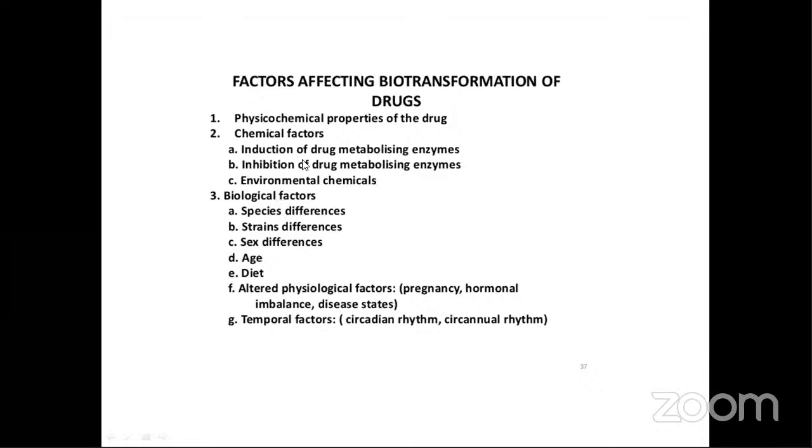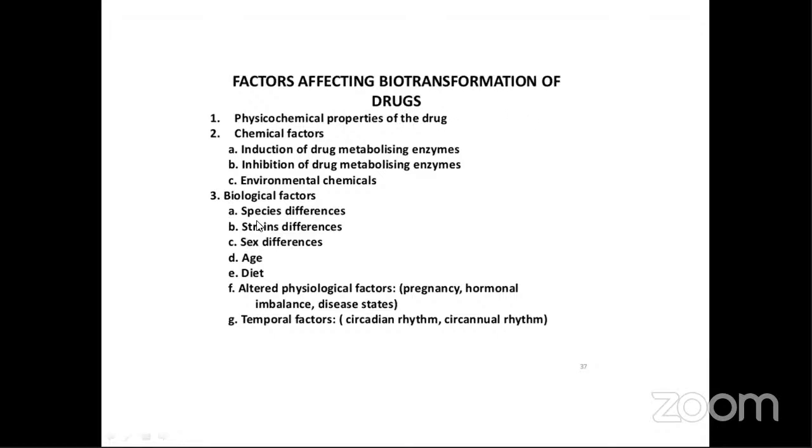Then chemical factors like induction of drug metabolizing enzymes and inhibition of drug metabolizing enzymes. Some drugs induce the metabolic process, or some drugs inhibit the metabolic process by acting on the enzymes. So they may stimulate the enzymatic activity or they may inhibit it. In that case, you have to consider it. Then some environmental chemicals and other environmental factors will affect the biotransformation process.